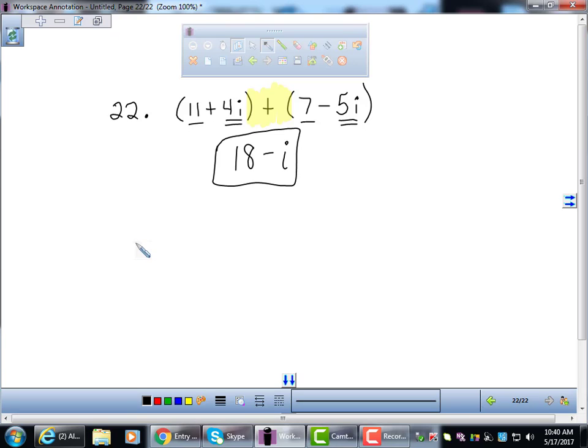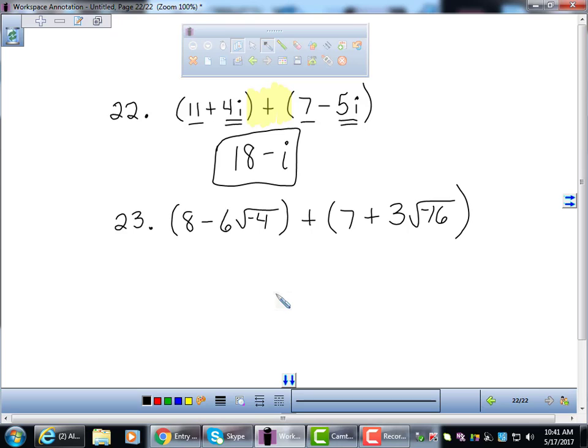23 is similar, but you have to simplify first. So on 23, you have 8, you're subtracting 6 square root of a negative 4, and you add that to 7 plus 3 square root of a negative 16. What is the square root of a negative 4? Exactly. And what is the square root of a negative 16?